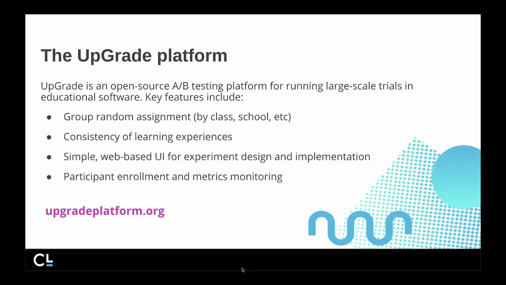So just to quickly recap, the key features, again, of the UpGrade platform are its ability to support group assignment, class, school, any kind of group that you define, and also to manage consistency of learning experiences and other handling of experiment behavior. It does all of this through a simple web-based UI for setting up the experiment design parameters, and includes a simple dashboard to track participant enrollment and simple metrics. You can see our website right there, upgradeplatform.org. I am now going to show you a very quick demo of the UpGrade user interface.